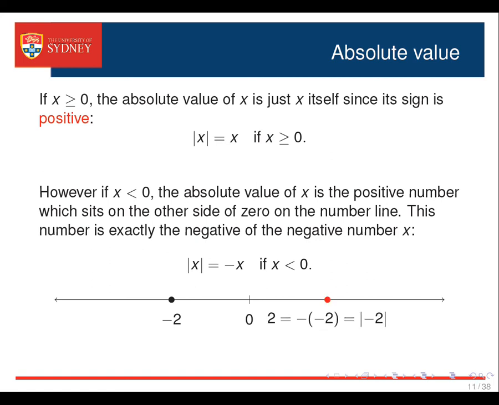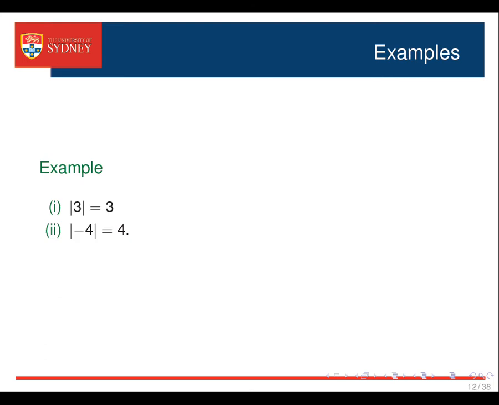Let's look at some more examples now. The absolute value of positive 3 is just positive 3, but the absolute value of negative 4 is positive 4.